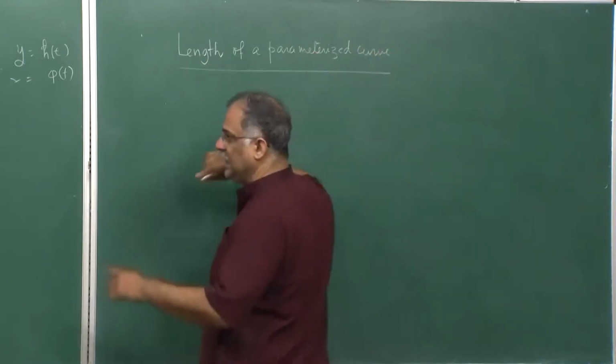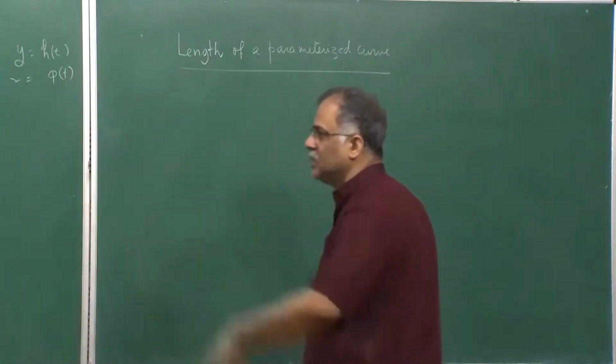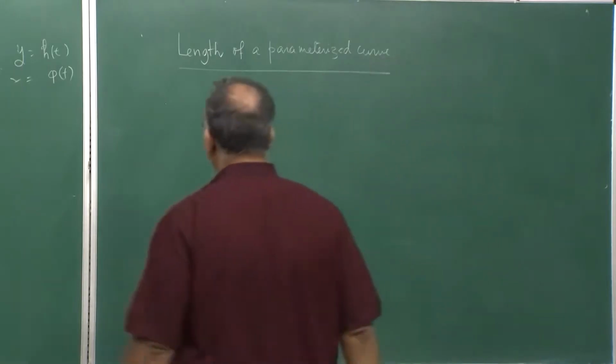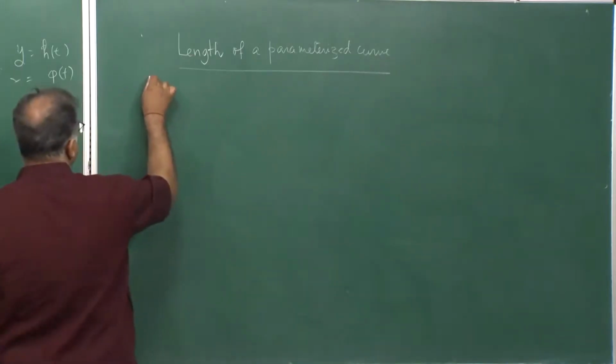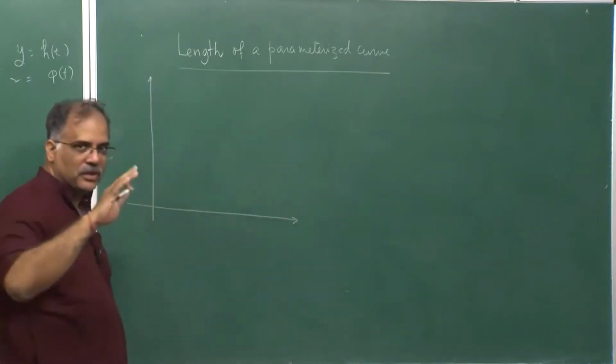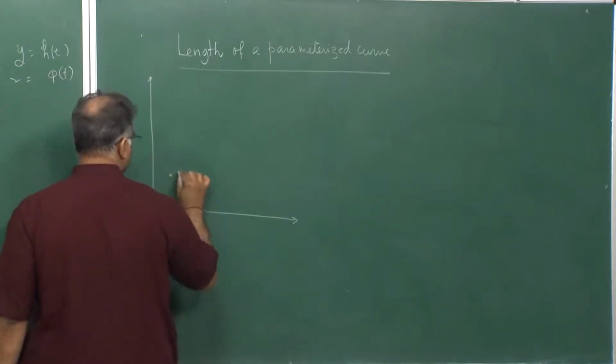Now, you see, if you take any curve which is lying on the plane, you can actually approximate it by piecewise straight lines. That is why linearity is so important, because our minds are very linear. Our minds can't think in terms of curves, our minds always think in terms of straight lines. Suppose you have a curve like this.